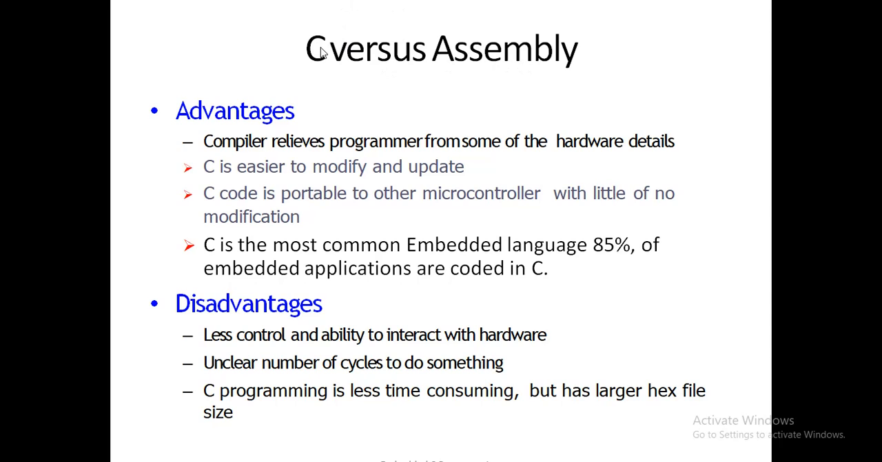But in case of C, we don't know, for example, void main, how much time it will take to execute. Those things we are unable to know. That's why there is an unclear number of cycles to do something. And a C program is less time consuming, but it has a larger .hex file.